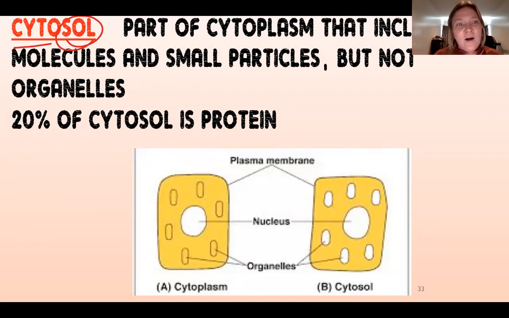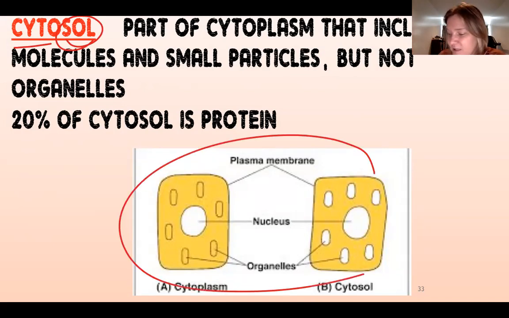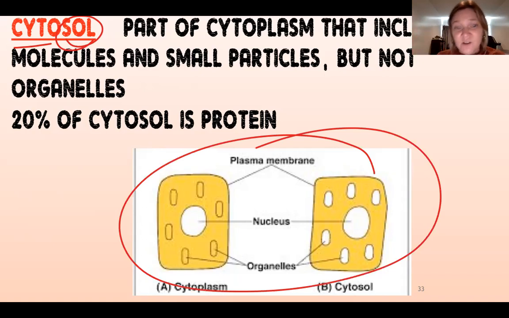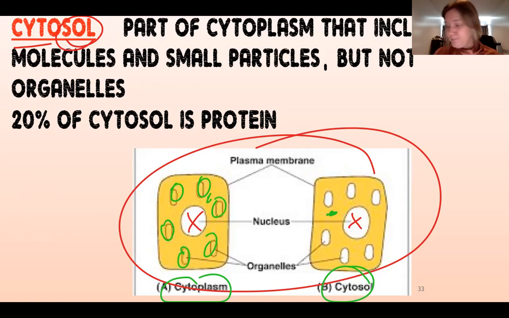Anyway, so this is a good diagram that compares cytosol versus cytoplasm. Of course, the nucleus we don't count at all, but the cytosol you see is just the liquid part, which is in yellow, and cytoplasm includes the liquid part and all of these structures, which are the organelles.